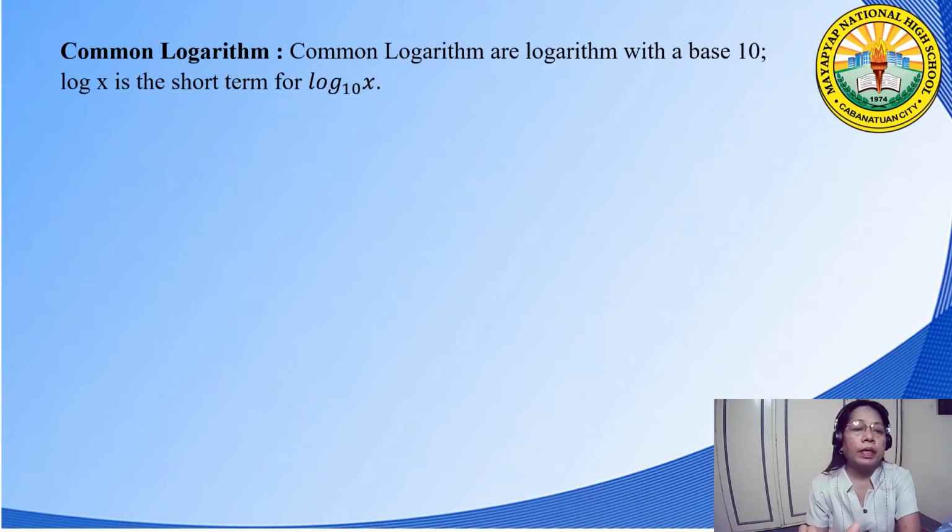Common logarithms are logarithms with a base 10. Logarithm of x is the short term for logarithm of x to the base 10. So, common logarithm is found in our calculator. When you press the log button, it always has a base of 10.